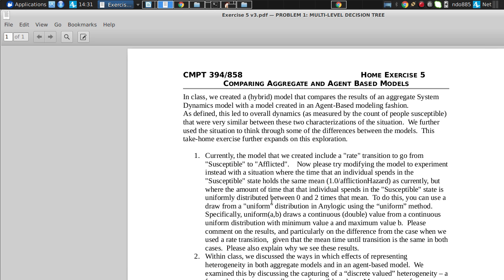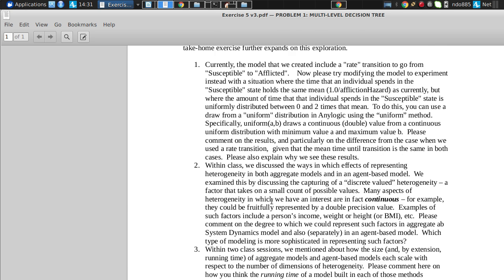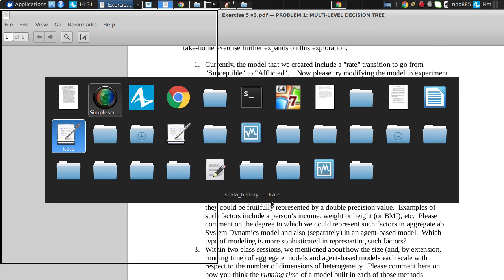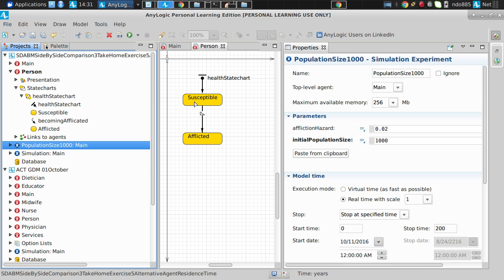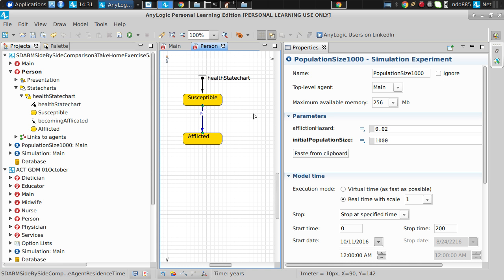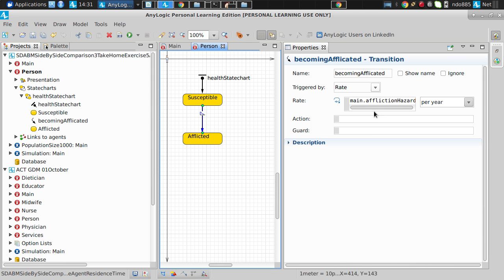Okay, so I had a take-home exercise which I had asked you to pursue, and this had several pieces, and I'd like to briefly go over those pieces. So within this take-home exercise, we had modified a model that was previously built in class. You may remember this model where we had individuals represented in this fashion, susceptible and afflicted states, and they had a fixed rate going from one to the other given by the affliction hazard.